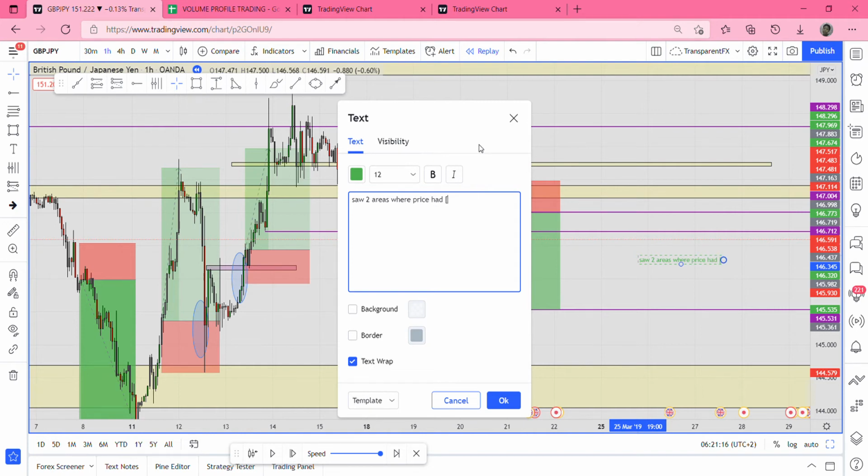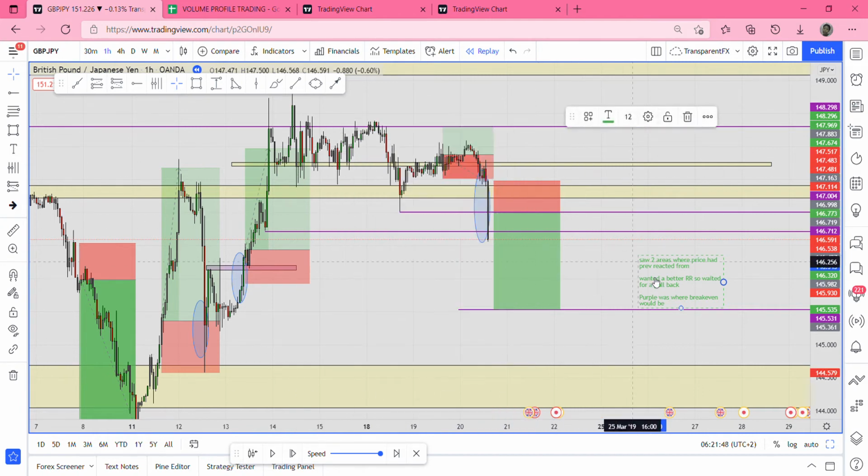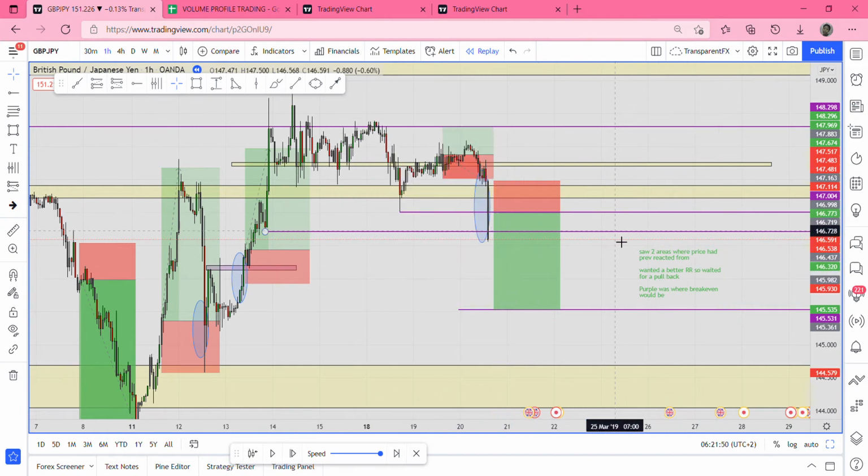The price had reacted from there. Okay. I wanted a better R and R, so I waited for a pullback. Purple was where break even would be. Okay, so I saw two areas where price had previously reacted.